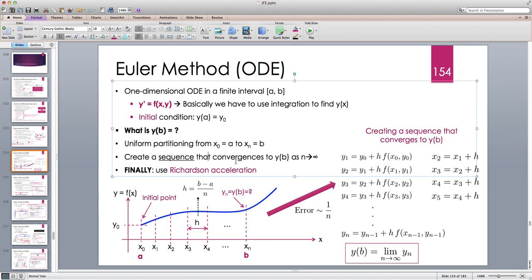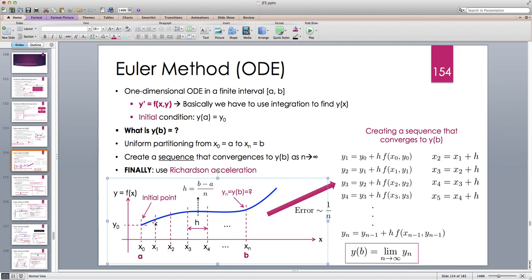I'm creating a sequence that converges to y of b as n goes to infinity, and the nth term, yn, is the approximation of the value of the function at b. All right, so as I increase n, I just increase the number of subintervals and I end up with this sequence yn. So y1 is at x1, and h is b minus a over n, right? x1 is x0 plus h. y1 is y0 plus h times the slope at y0, which is f of x0 and y0. Remember, y prime is f of x and y.